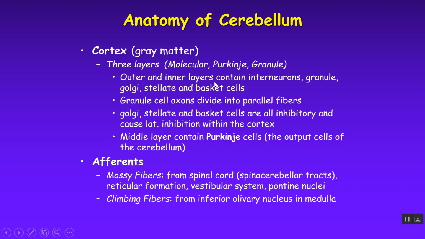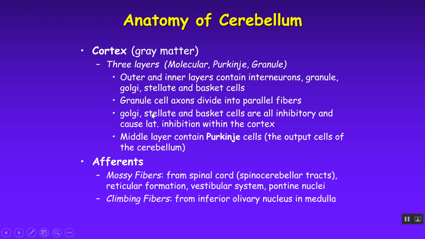The outer and inner layers, so the molecular and granular layers, contain interneurons, lots and lots of interneurons, okay? Obviously, the granular layer contains a lot of granule cells, and then there are also these things called stellate and basket cells. Just recognize, if you hear those names, those are just interneuron cells within the cerebellum, okay?